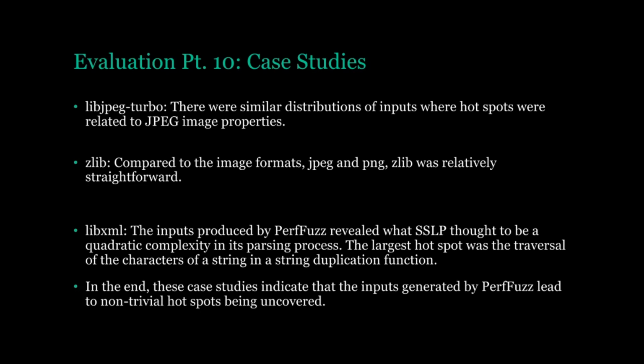They didn't go very much into detail on that, so unfortunately I have to move on. But for libxml, the inputs produced by PerfFuzz revealed what SSLP thought to be a quadratic complexity in its parsing process. The largest hotspot was the traversal of the characters of an input string in a string duplication function. So for a 500 byte input, there was a staggering 226,512 iterations of a specific loop.